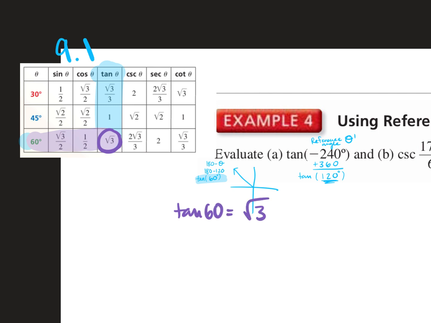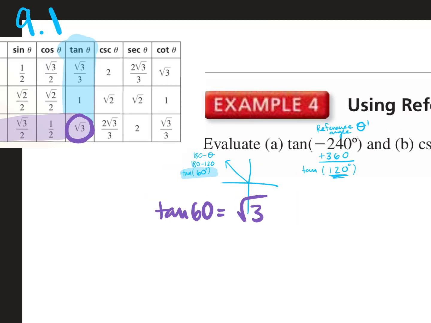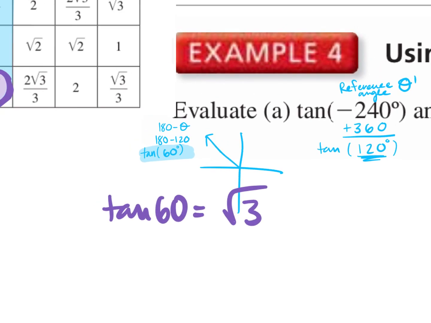Now the very last step is we have to check the sign of it. Is it positive square root 3 or negative square root 3? So we have all students take calculus. So we are in the second quadrant. Only sine and its reciprocal are positive in the second quadrant. So that means tangent is going to be negative. So our answer is negative square root 3.